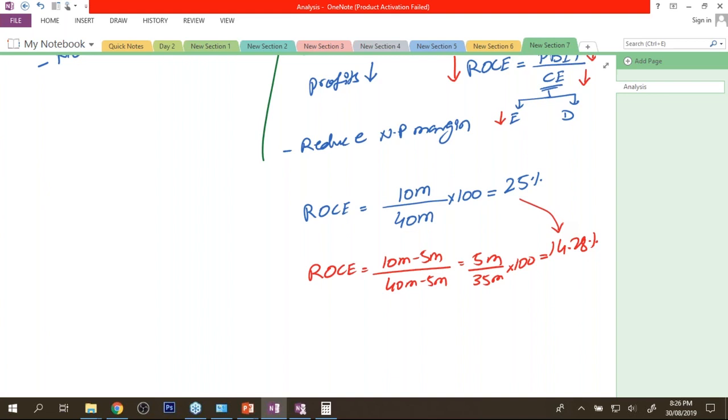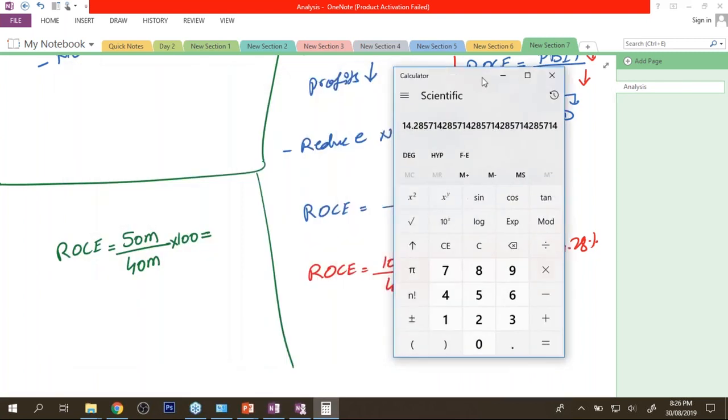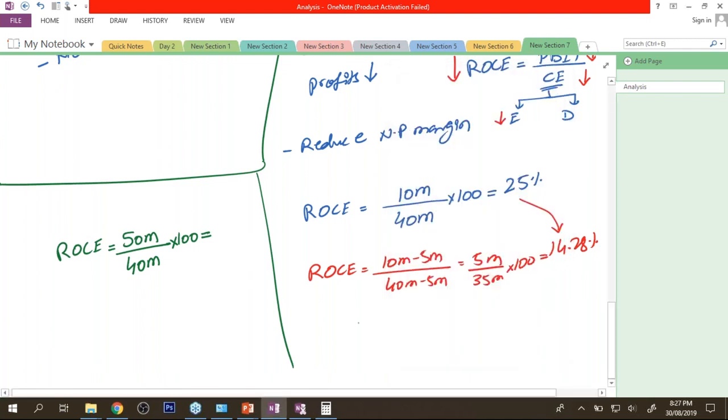Now there's one more thing which is very important to be discussed. What if the ROCE was above 100%? Let's suppose it was 50 million of profits divided by 40 million of capital employed. Let's suppose the return on capital employed was above 100%, 50 divided by 40, so it was 125% ROCE.